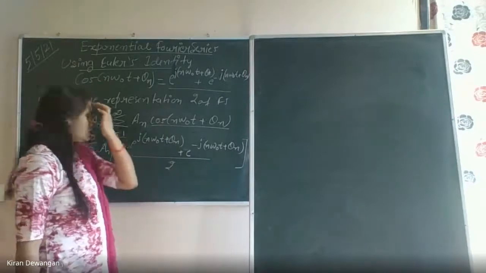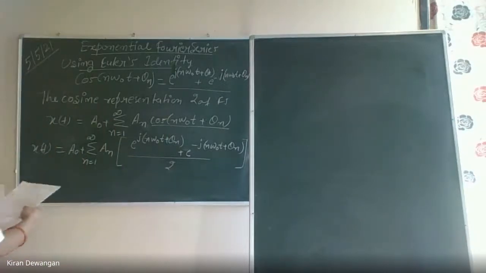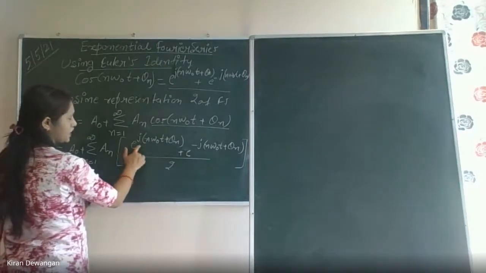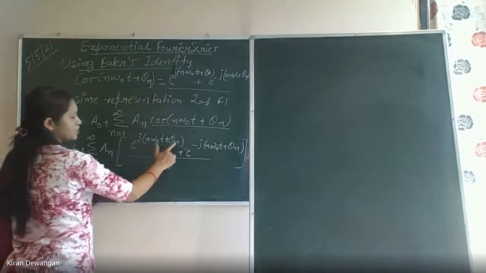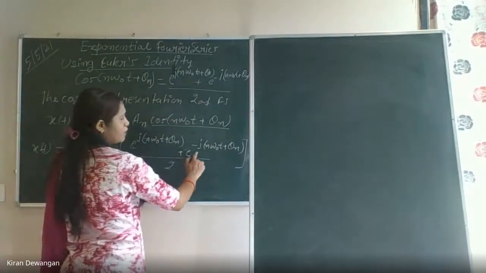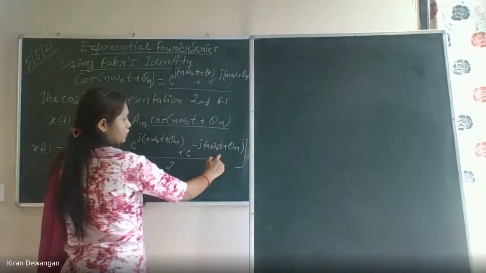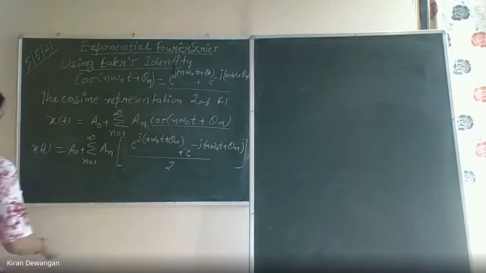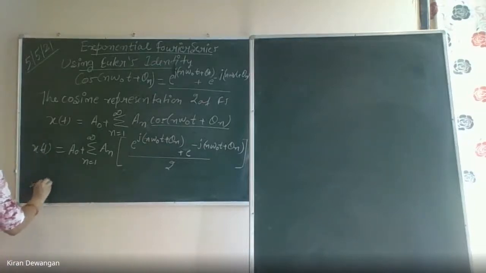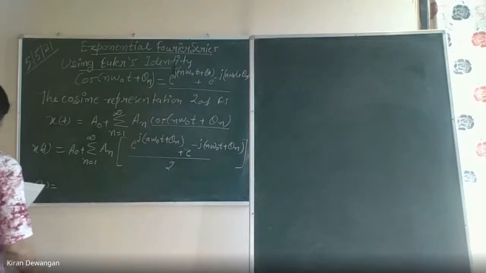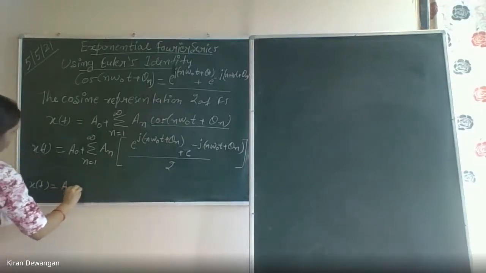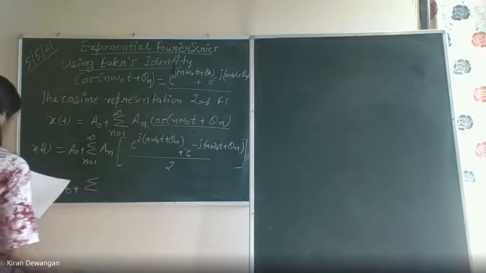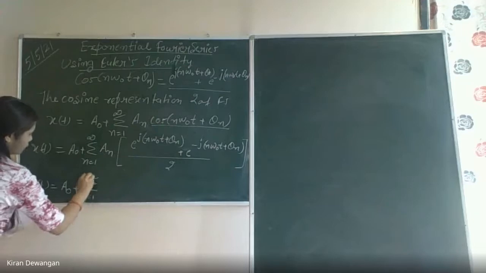This expression is very much clear. Now further we can even elaborate this particular term. This term becomes e to the power j n omega naught t into e to the power j theta n. And this term becomes e to the power minus j n omega naught t into e to the power minus j theta n. Now we can even write it separately. x of t can be written as a naught plus, now I am taking the different terms, that is n equals 1 to infinity.